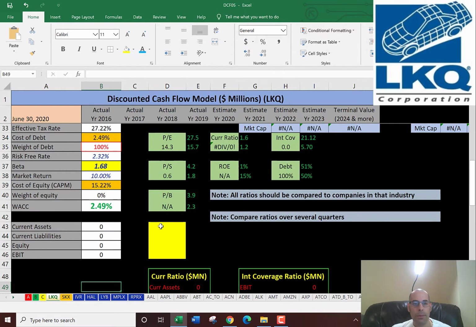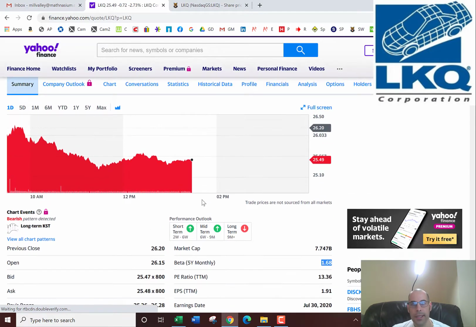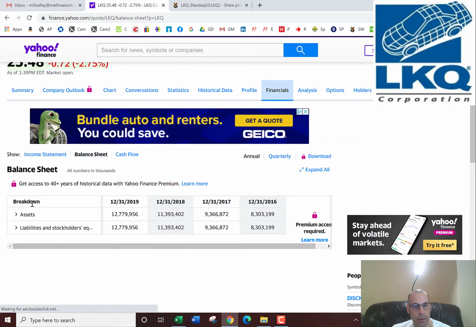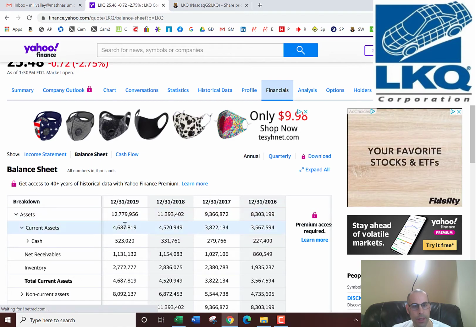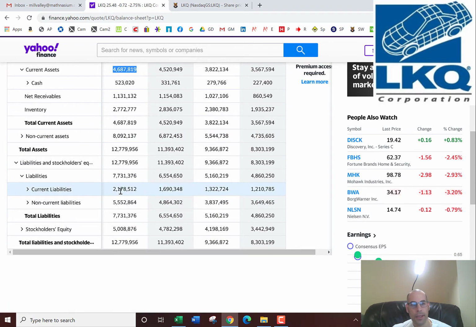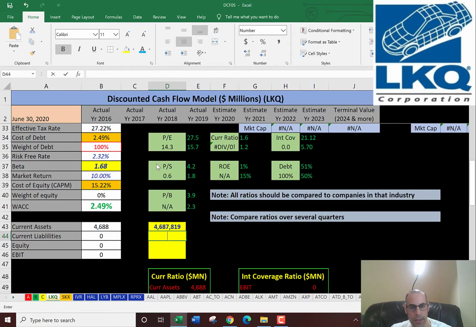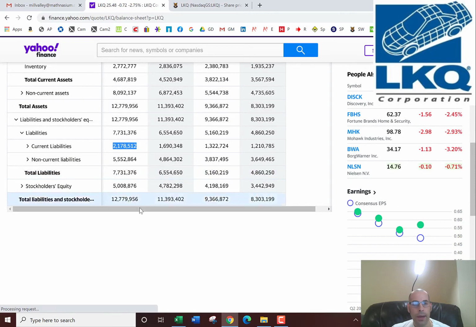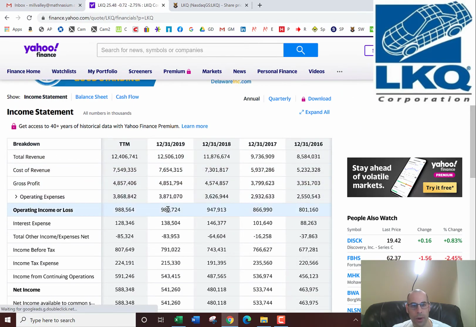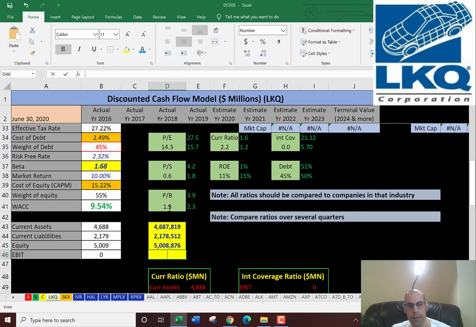Let's get some more information from the balance sheet. Let's get their current assets. These are assets which can be liquidated into cash within 12 months. Those include cash, accounts receivables, and inventory. So $4.7 billion of current assets. Let's get their current liabilities. These are debts and payables due within 12 months. That's $2.7 billion. And their equity is the value of the company, which is total assets minus total liabilities. That's $5 billion. And the EBIT, we need to go to the income statement for that. That's earnings before interest and taxes, or operating income, which is $980 million.